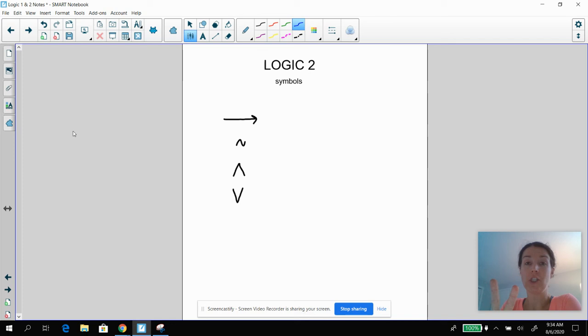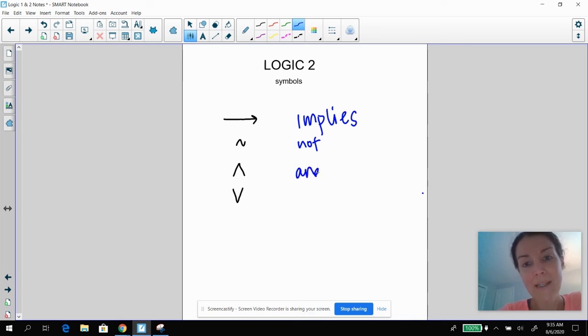So this is now logic 2. So we just did logic 1, which is the basic stuff about conditional statements. Logic 2 is all about simplifying things into symbols. And I've already kind of done this for you without explicitly talking about it. So remember, this little arrow means implies. This little squiggle means not. This guy means and. And if that means and, what do you think the last one means? Or. Right. So the way to remember and or is see how it looks like a little a? Good. Okay.